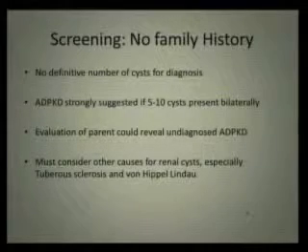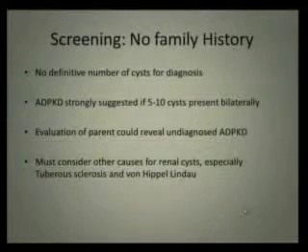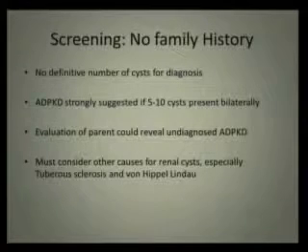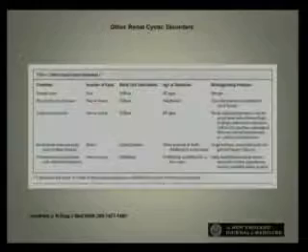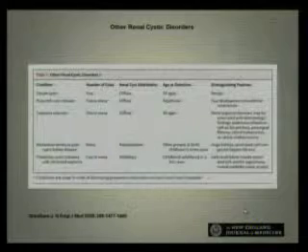Okay, you want to try to make sure they don't have that, because especially with von Hippel-Lindau, they'll be predisposed for certain malignancies. You don't want to miss that. So this is showing some other cystic diseases.